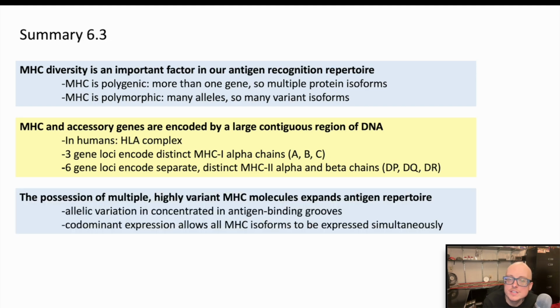Finally, the combination of all these concepts that we've gone over here gave us a lot of potential diversity in our antigen presentation repertoire. All of the allelic variation mattered because it influenced the shape of the antigen binding grooves of all of the potential isoforms of MHC. So they're going to all bind to a different set of potential antigens. And the fact that MHC molecules are codominantly expressed doubles the functional number of isoforms that we can express at one time, which again gives us more coverage against all the potential antigens that we might want to present in the context of any particular infection.